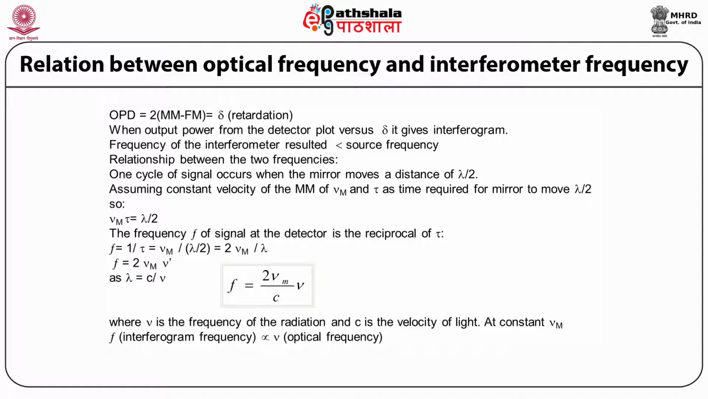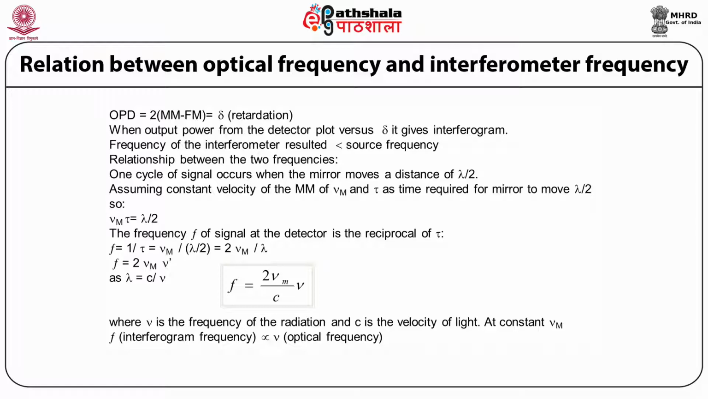We discuss the relationship between the optical frequency and interferometer frequency. OPD equals 2 times (M minus F) equals sigma, the retardation. When output power from the detector is plotted versus sigma, it gives the interferogram. The frequency of the interferometer is less than the source frequency.